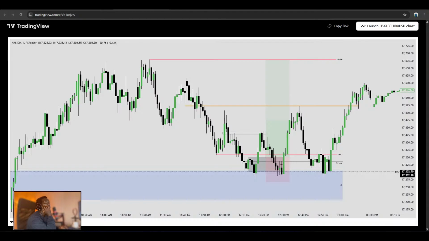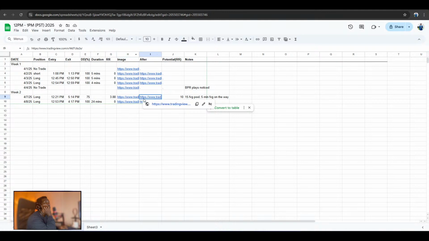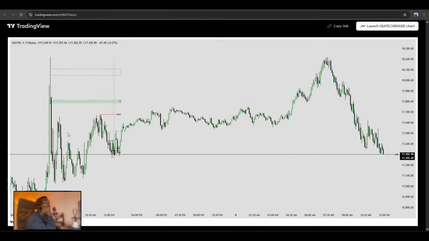Because this one later worked. It went and hit TP nicely. As you can see, the trade was right here. That was that retracement, and we shot up, and later we hit that TP at the previous high. You can see that it kept on going up.